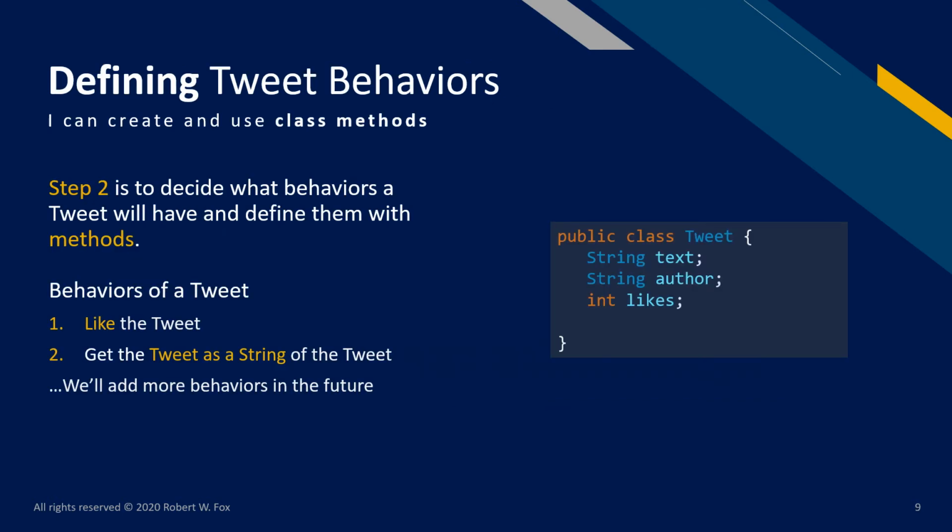Step one of writing our class was defining the attributes, or the instance variables. And now step two is going to be to define the behaviors. And so right now we're going to focus on two, but we'll add more in the future. One is the ability to like the tweet, and the other is the ability to get the tweet as a String. So let's see how those work.